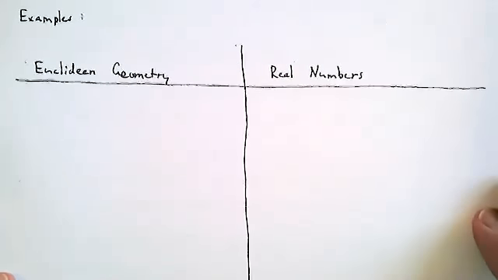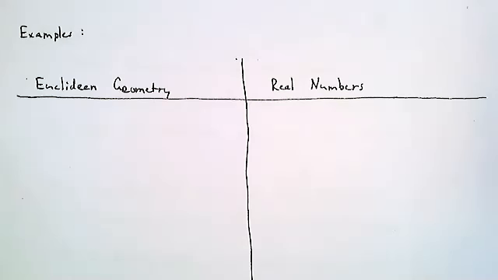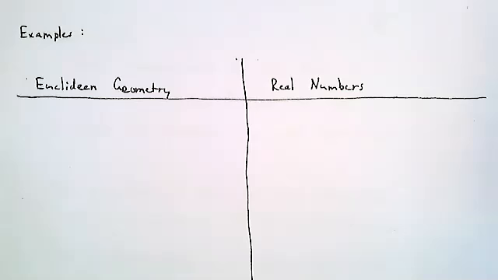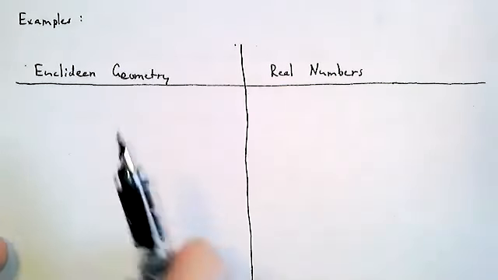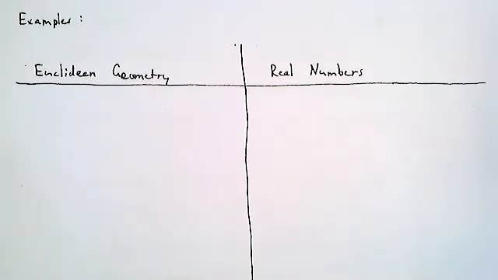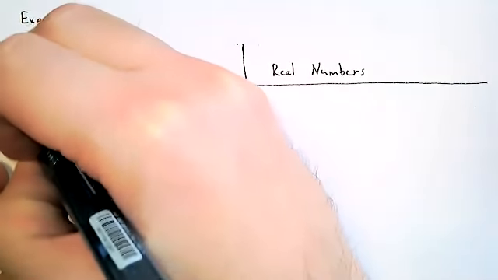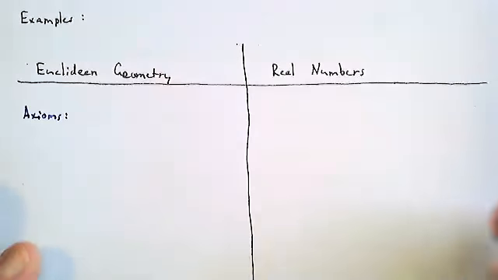So what I want to do next is to look at two different mathematical systems, and then look at some examples of axioms, definitions, and theorems in these systems. So for example, Euclidean geometry is the one that we've been talking about so far. And there are other axioms. I'm not going to list out all of them.